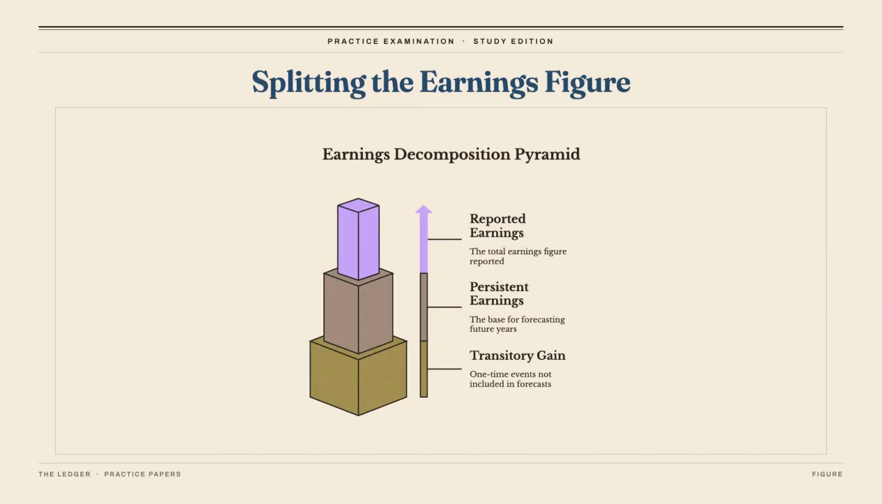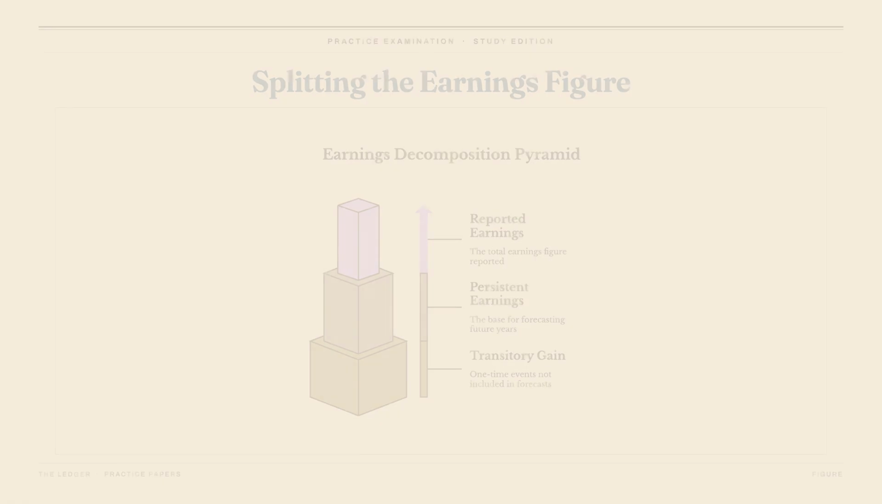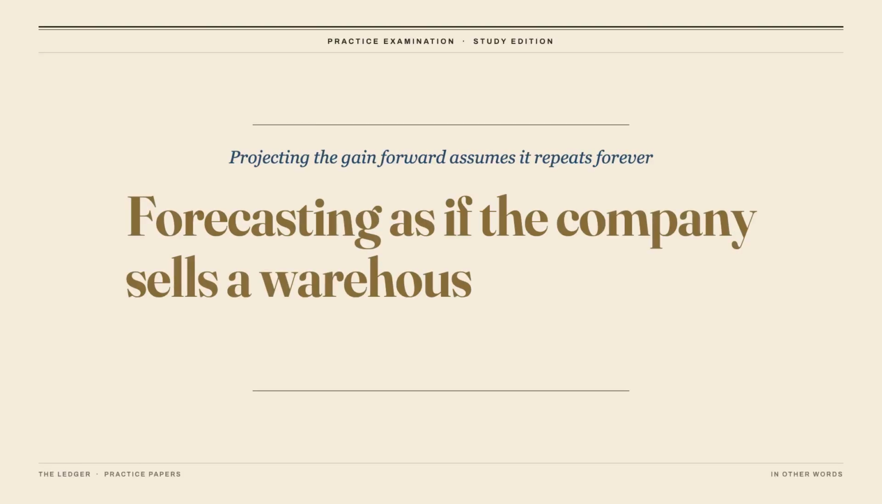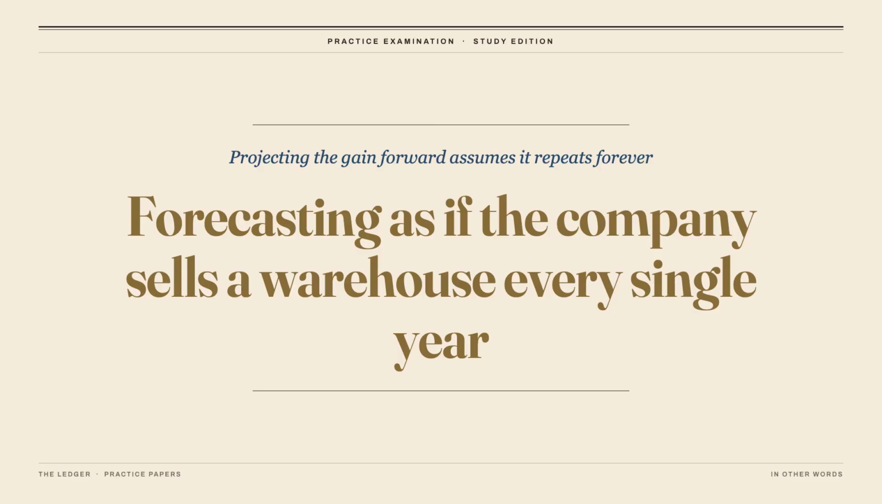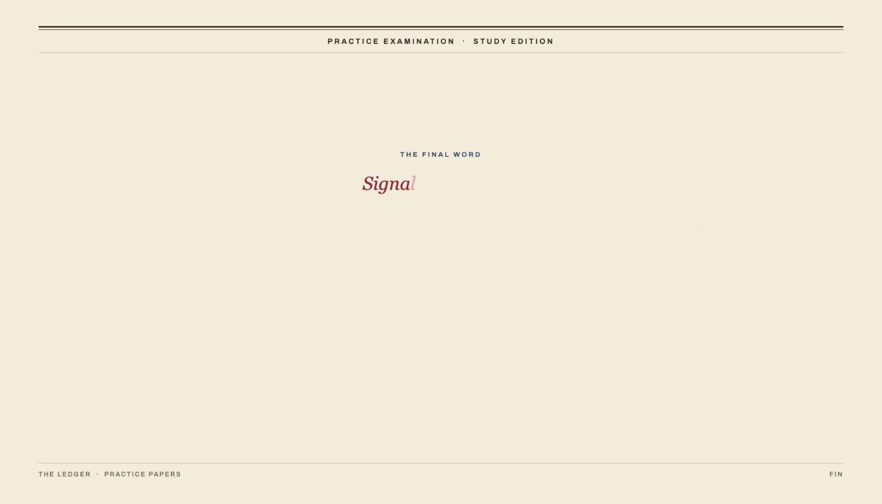Picture a reported earnings figure that includes a $10 million gain from selling a warehouse. The correct procedure splits that figure into two pieces: the persistent earnings that carry forward into the forecast, and the transitory gain that gets set aside because it will not happen again. If an analyst forecasts from the unadjusted figure, the projection silently assumes the company will sell a warehouse for the same gain every year, which is absurd. That error doesn't just distort next year's earnings estimate, it inflates every year of the forecast, and ultimately overstates the entire valuation built on top of it.